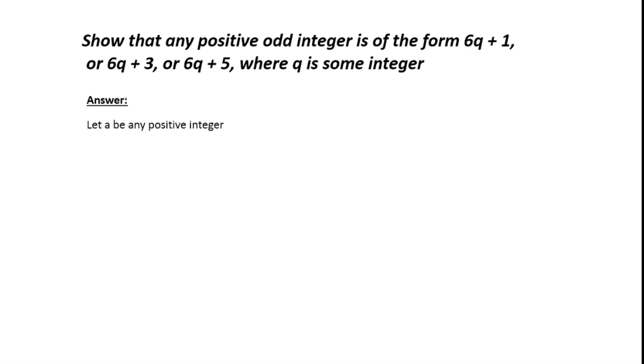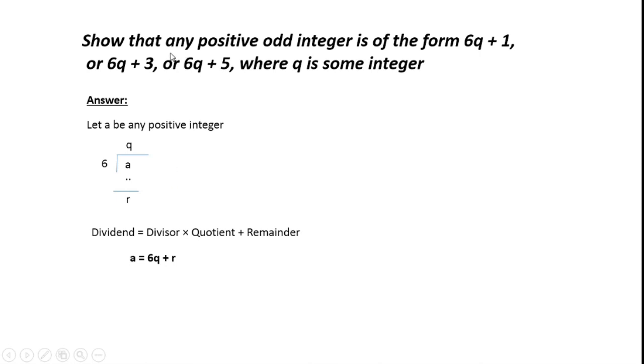Consider any positive integer and divide it by 6. We get a quotient and a remainder. For that, let a be any positive integer. Dividing a by 6, we get a quotient q and the remainder r. We can write this in the format dividend equals divisor into quotient plus remainder. Here the dividend is a, divisor 6, quotient q and remainder r. So we can write a equals 6q plus r.